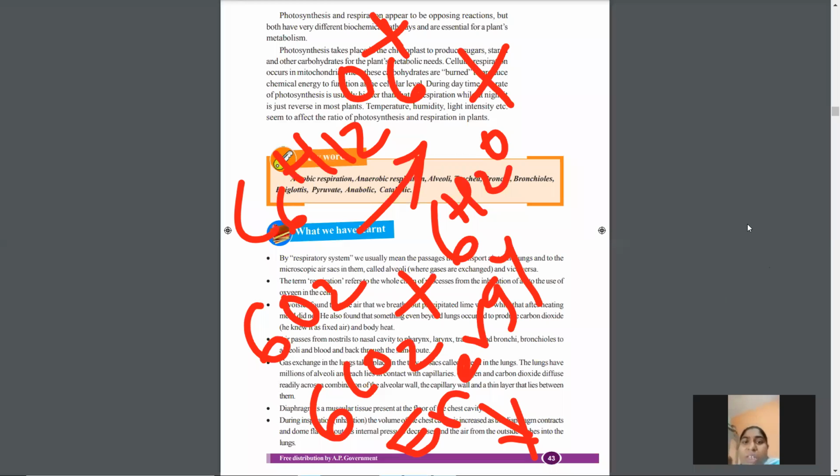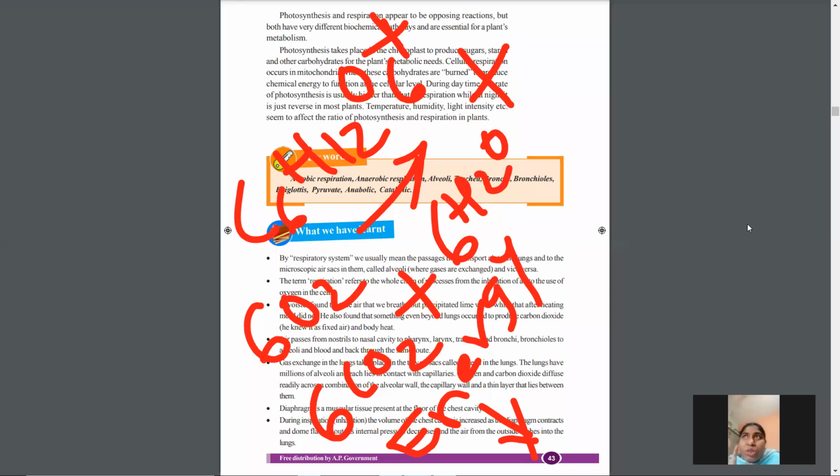Photosynthesis takes place in the chloroplast, whereas respiration, cellular respiration, is where the cells release the energy by breaking down the food molecules, so that food molecules can be burned and the chemical energy is used to function at the cellular level. Photosynthesis takes place in the chloroplast, whereas cellular respiration takes place in the cytoplasm and mitochondria in the case of eukaryotes like plants and animals.